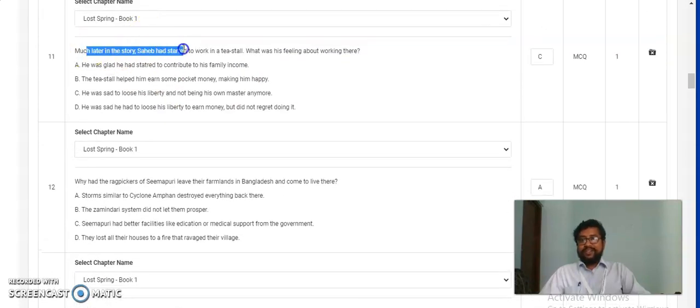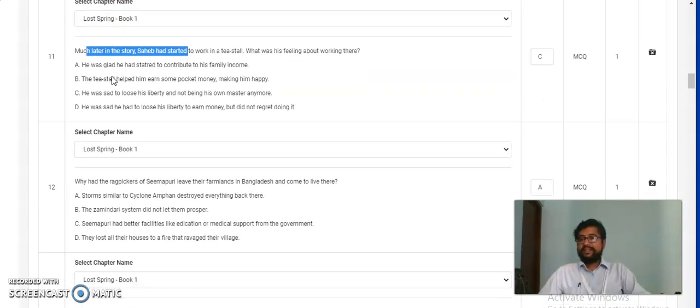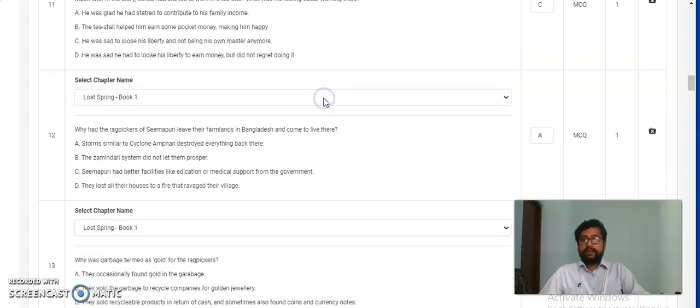Much later in the story, Sahib. Now we move on to the last spring. 10 questions, 10 questions, 10 questions. Last spring, much later, Sahib started to work in a tea stall. What was his feeling? Option C, was sad to lose his liberty and not being his own master anymore.